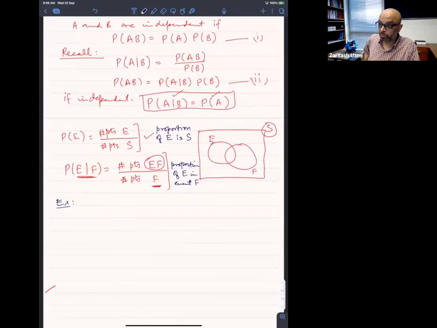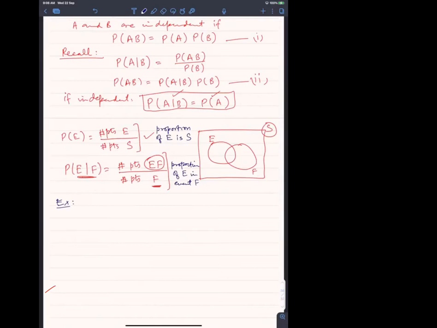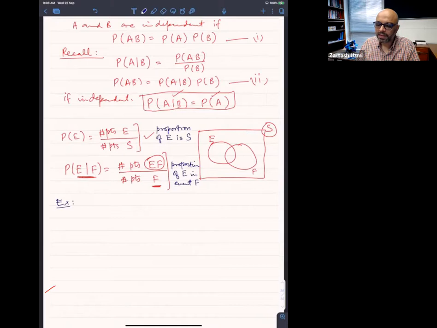But let me give you an extreme example. If I tell you that all five are tails, and now I ask you, what is the probability that the third toss is a tail? What will your answer be? It will be 1, right? So the probability has changed, correct? It has changed.